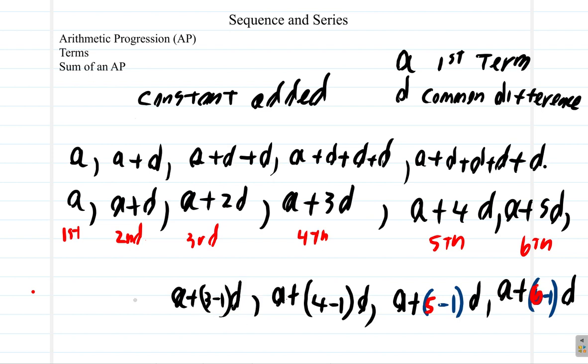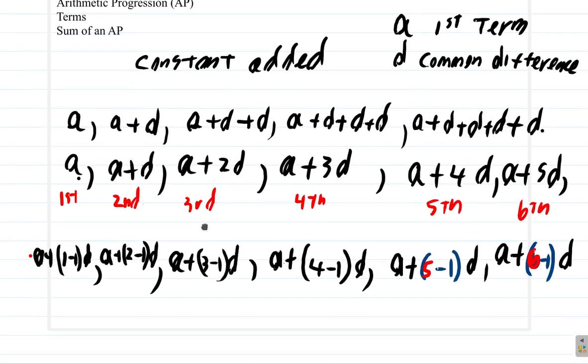We want to form a pattern here. Term number 2 is a plus 1d. D means 1d. So it's 2 minus 1, d. What about the first term? It is a plus, well, 0d. Because there's no d there, it's 0. It's really 1 minus 1, d. Alright?